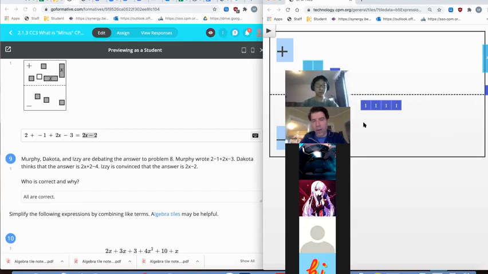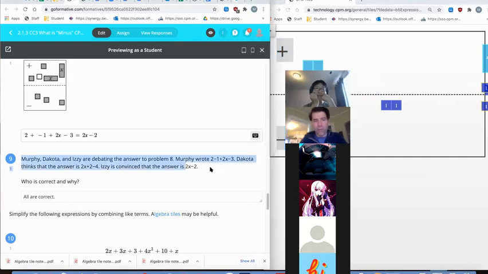So Dakota is correct. And then finally, what Izzy did was Izzy says minus 2. Izzy just looked at these and said, oh, that's a zero pair. I'm moving that out of the way. Zero pair. 2x minus 2, that's Izzy's answer. That's what we're left with. So the answer for number 9 is all are correct.